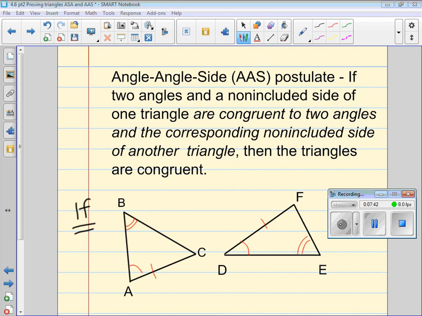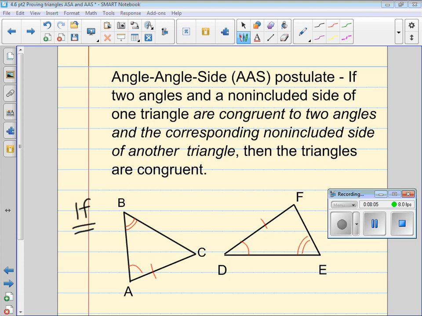Let's move on. Another shortcut to add to our list, the angle, angle, side postulate. If two angles and a non-included side of one of the triangles, you can look down at the drawing if you need to understand what that means, are congruent to two angles and a corresponding non-included side of another triangle, then the triangles are congruent.